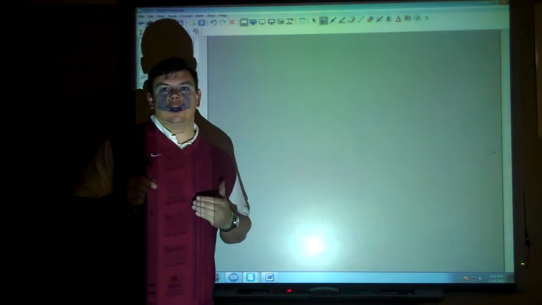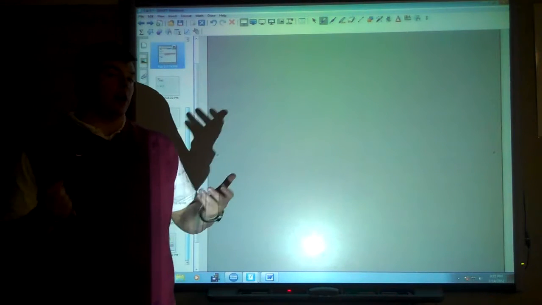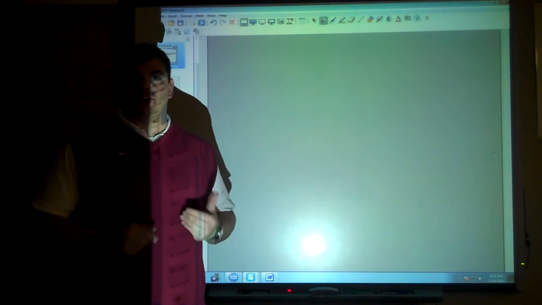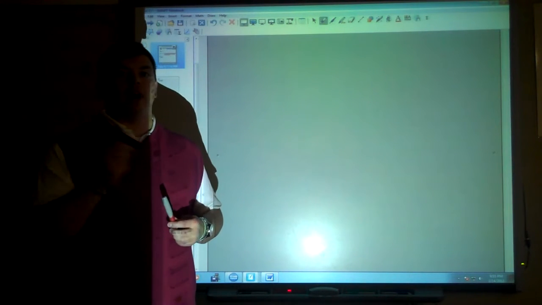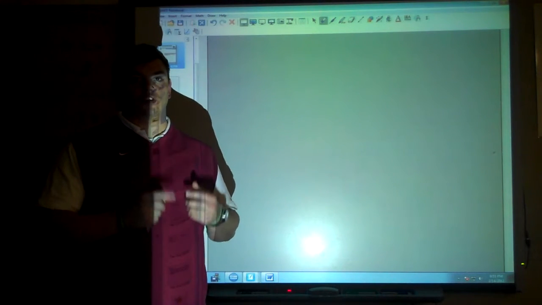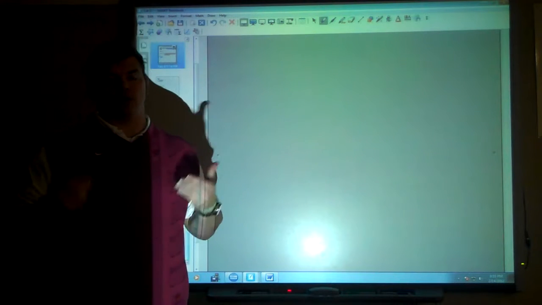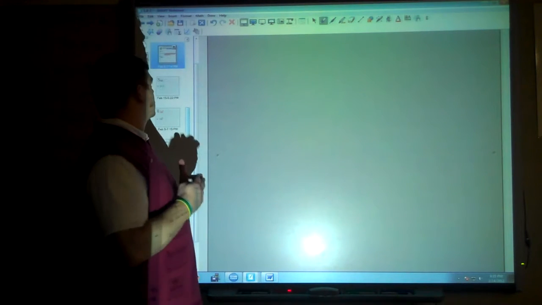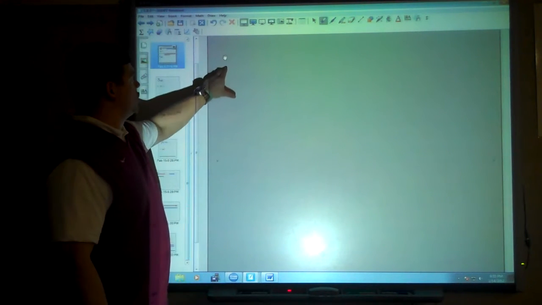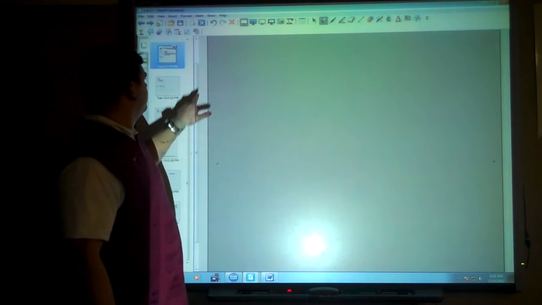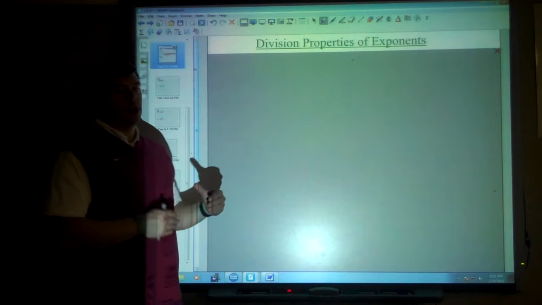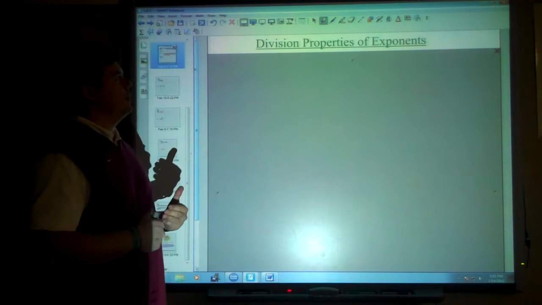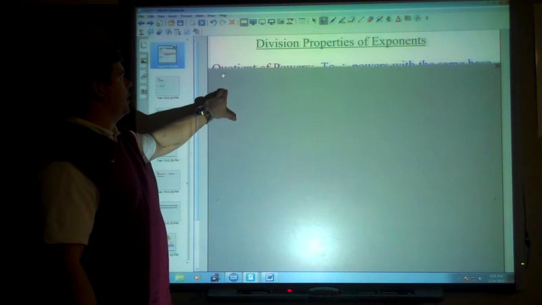Now what's interesting is multiplication and division are very related to each other. In fact, division, I always say, is multiplication in disguise. For example, if you were dividing by a fraction, you know that you could actually multiply by its reciprocal. So there are definitely some relationships and connections between multiplication and division. So today, we're going to talk about the division properties of exponents. We've already gone over some of the multiplication properties. I think you'll find that there are some similarities between them.